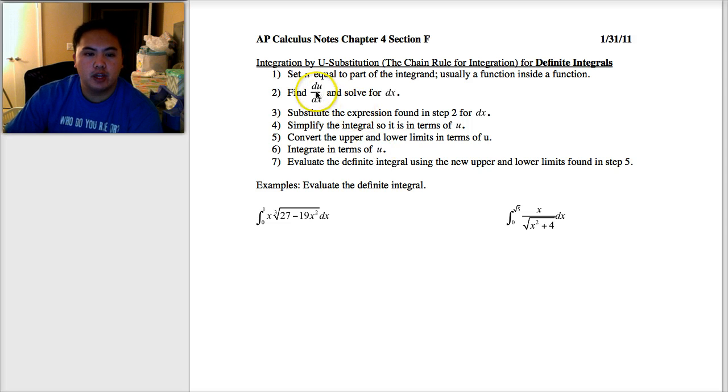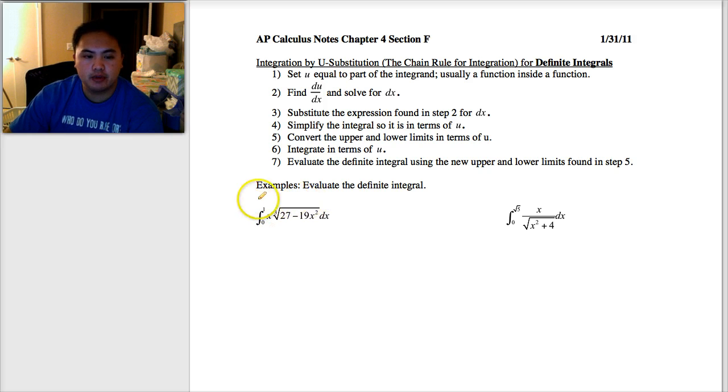If you look at steps 1, 2, 3, 4, they're the exact same steps you practiced yesterday. You're going to find something to set to u, find du, and then in steps 3 and 4 substitute it back into the original problem. The difference is that now I have these two numbers. We're going to change those numbers too, because we're changing the problem into u's, and then integrate. Anytime you have a definite integral, you're going to get an actual number. We'll go through 3 examples and see how difficult it is, and if you don't get it, we'll go over it on Monday.